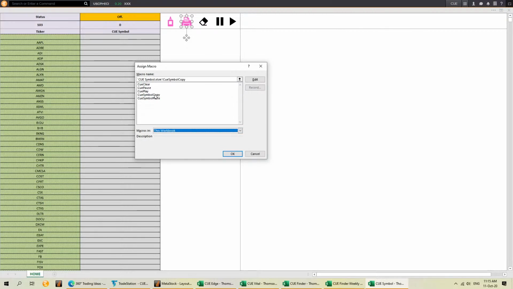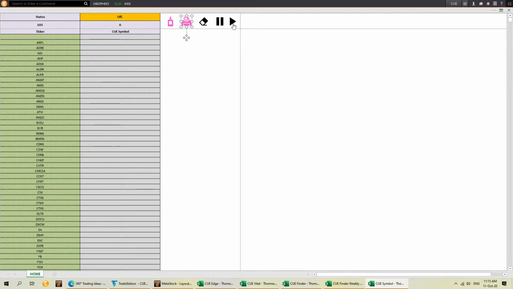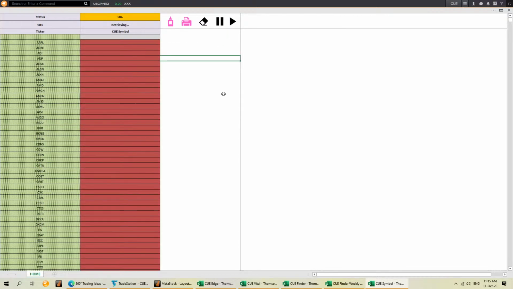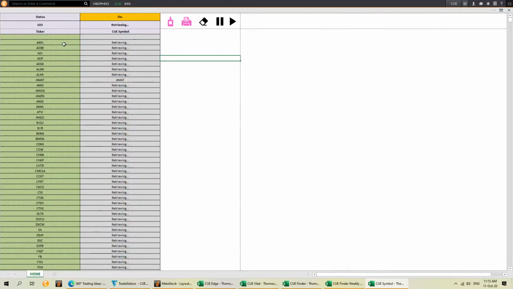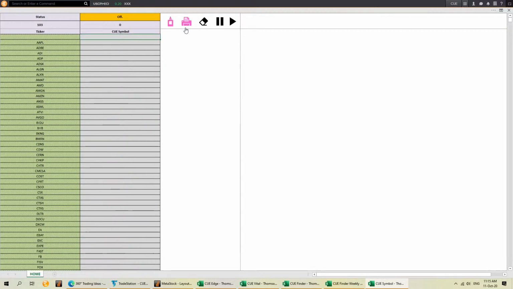It should be symbol copy. Let me see. I play again. Let it calculate. I'm still trying to fine tune it, developing it just during the weekend. It has found the 103 symbols. Let me see if the copy works.